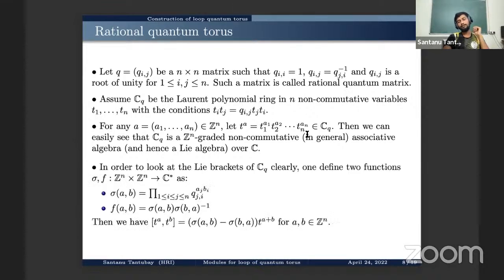Now, in order to look at the Lie brackets of C_Q clearly, one defines two functions, sigma and f from Z^n cross Z^n to C star, by the following. So sigma of (a, b) is just the product of q_ji to the power a_j times b_i, where i and j run from 1 to n with the condition i less than or equal to j, and f of (a, b) is sigma(a, b) times sigma(b, a) inverse. Then we can check that the Lie bracket of t^a comma t^b is just equal to sigma(a, b) minus sigma(b, a) times t^(a+b).